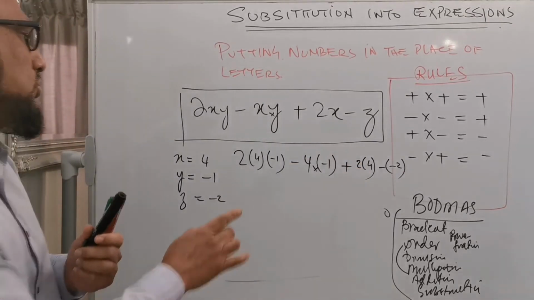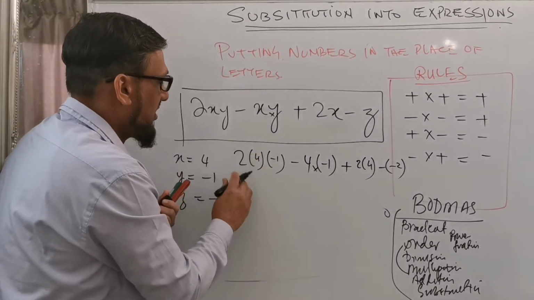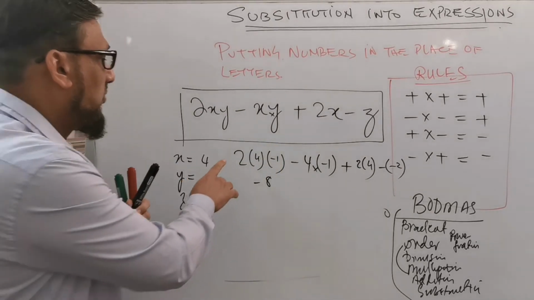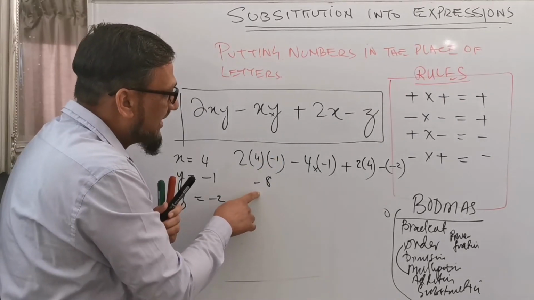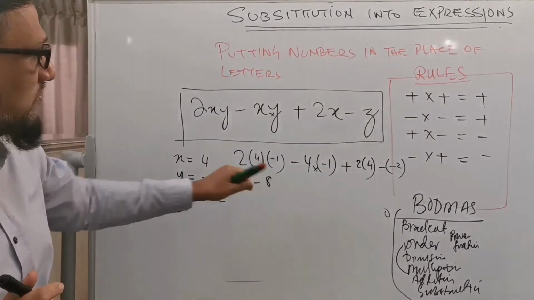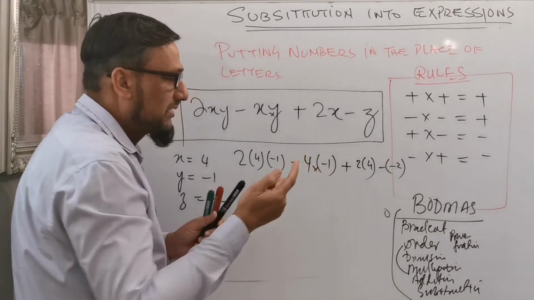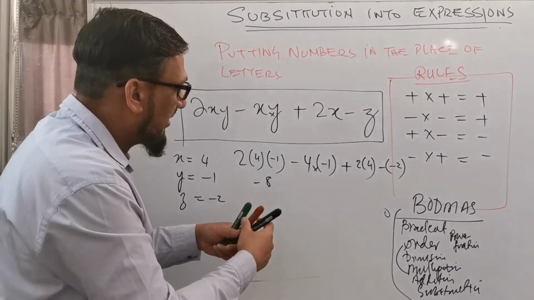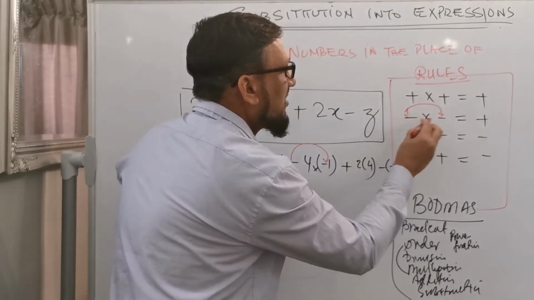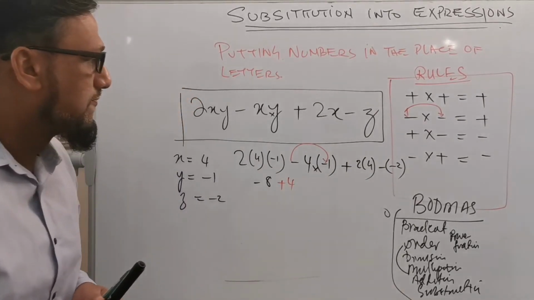So 2 times 4 is 8, and the sign is minus, so minus 8. Then 2 times 4 is 8, and 8 times 1 is 8, and plus times minus is minus, so the sign is changed to minus. And again, 4 times 1 is 4, but look at the sign here: this minus times this minus becomes plus. So 4 times 1 is 4.